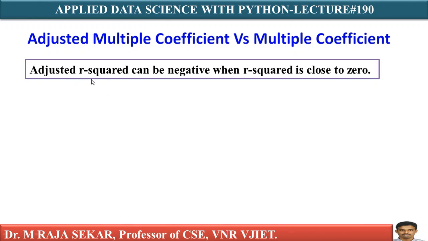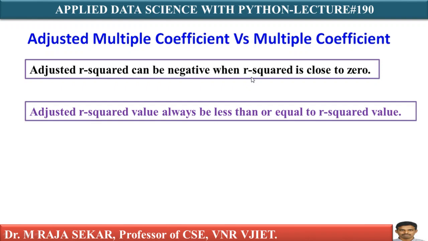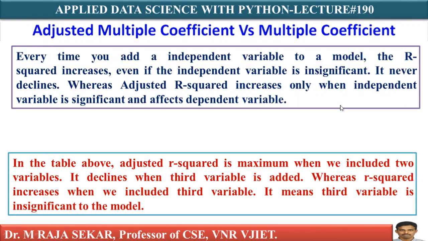Adjusted R square can be negative when R square is close to zero. This is also an important point one must understand. Adjusted R square value will always be less than or equal to the R squared value. If you want, you can check from that table also.